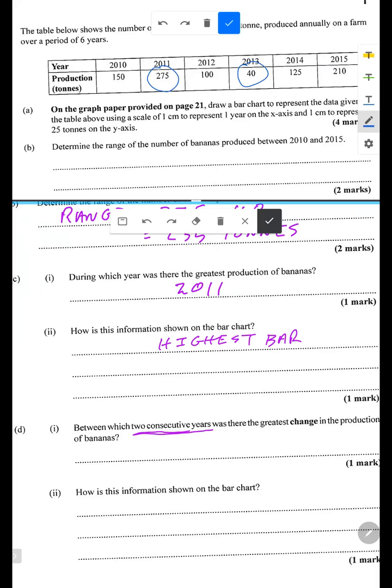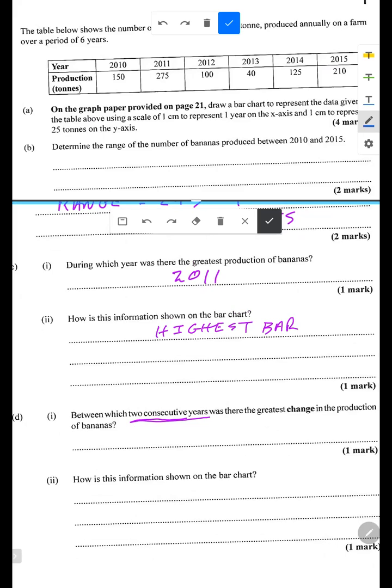All right, so you can actually get that from the table up here by looking at the differences. Or you can look at the bars and see which two bars have the biggest difference between them. So let's look at the table here. So we can look at the differences. Let's put in the differences. I can get it from the figures.